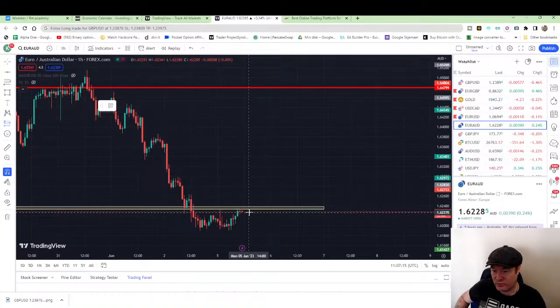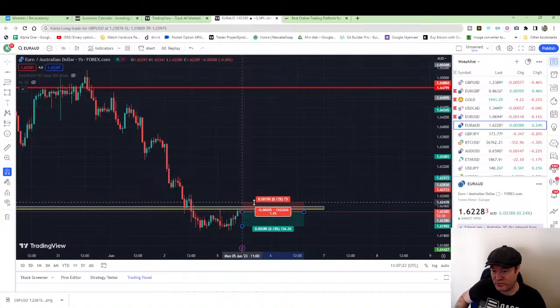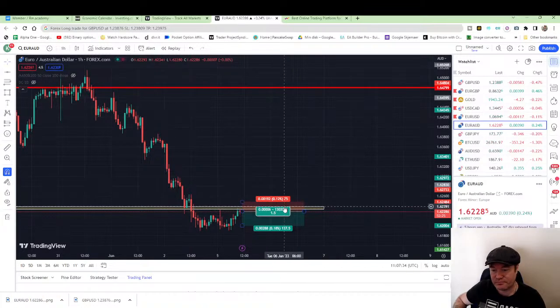So here we go for our short trade here. We can target the previous closed lows around here. And we just add our take profit and stop loss here. So let's see if I can get it in exactly where the market is. Let's take a screenshot of that.